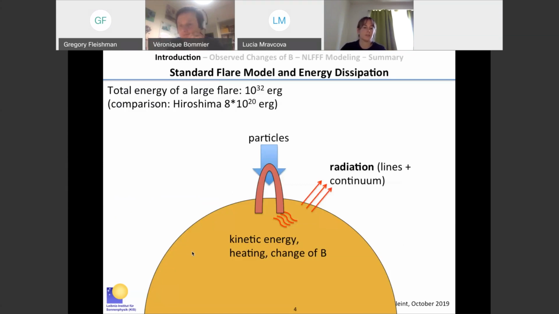And some of the energy is used to power other things. For example, there is heating, obviously. There are mass motions, that means kinetic energy. There are sunquakes. There are also changes of the magnetic field. Just to give you a context on this energy, the largest ever atomic bomb is a few 100 billion times less than a regular flare. This energy is dissipated very fast, and we have to understand how it's dissipated to actually understand all the flare processes.